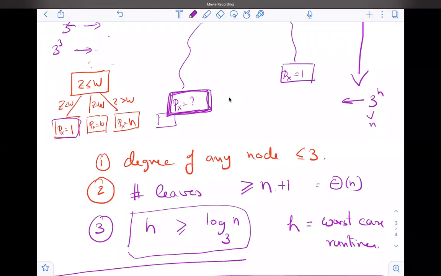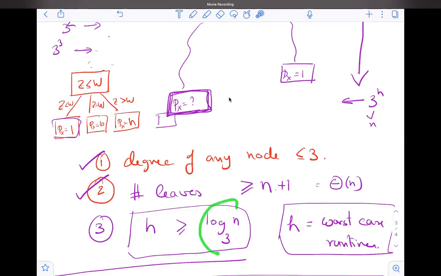So what does it mean? I have got this result, right? You understood that the degree of every node is at most 3. You have also understood the number of leaves has to be n plus 1. And the height is theta log n, so the height has to be log n. And height is the worst case runtime. So what does it mean? The worst case runtime of whichever algorithm you pick has to be more than log of n base 3.